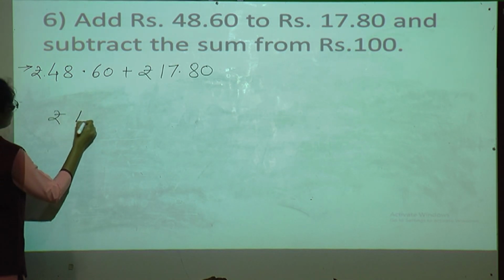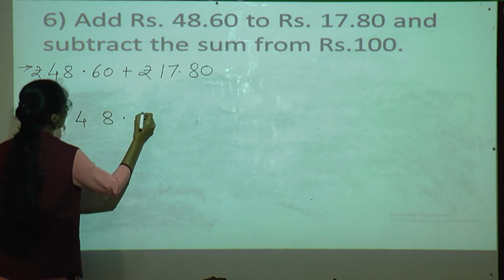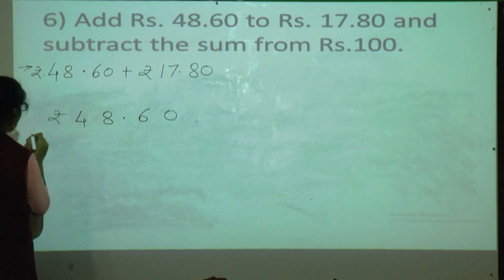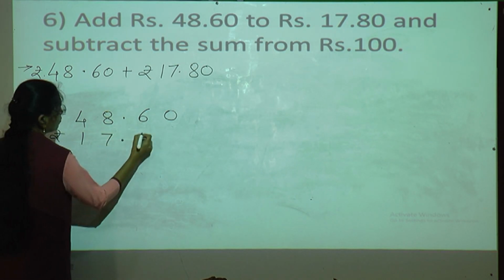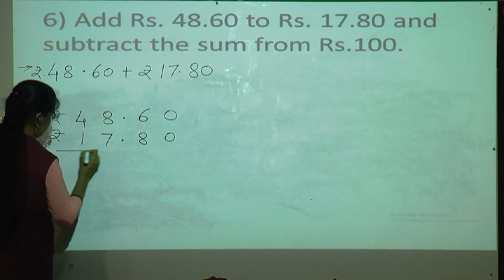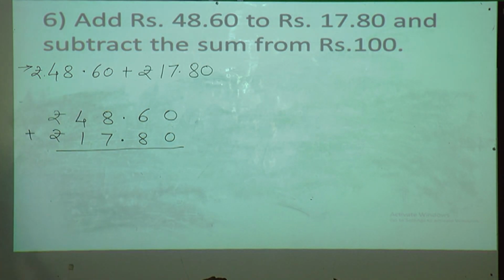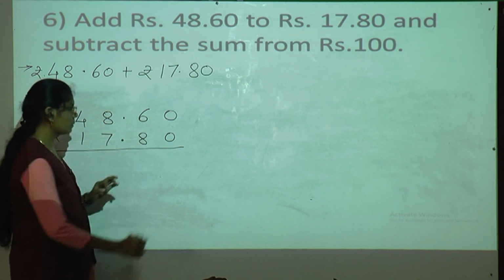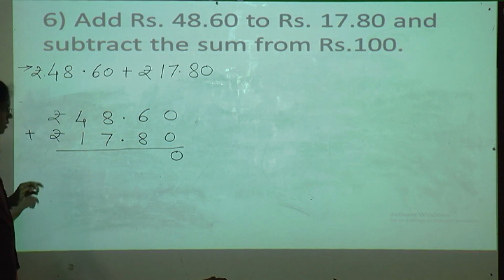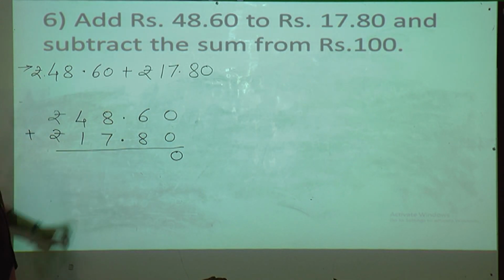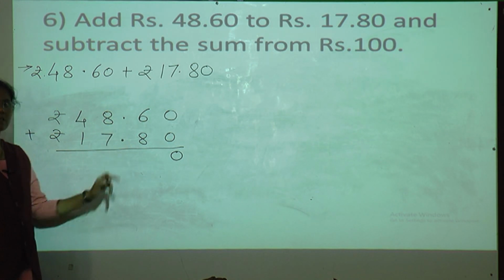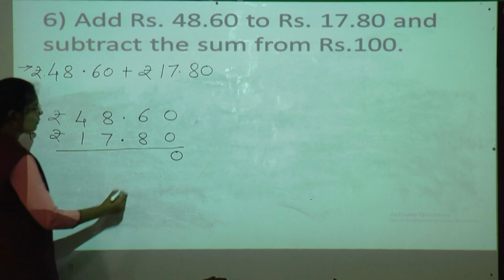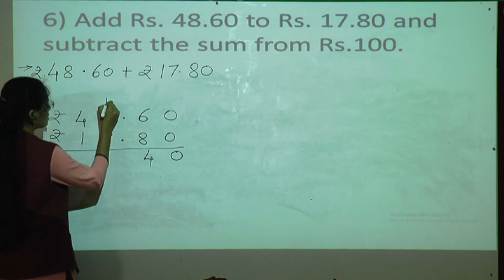Rupees 48.60 plus rupees 17.80. Okay, now see here, 0 plus 0, 0. Okay, then 6 plus 8, after 6 count your 8 fingers. Yes, 6 plus 8, 14. So here we'll write 4 and 1 as a carry.